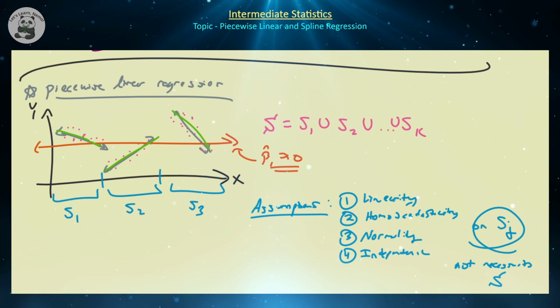So the linearity assumption doesn't really hold in this particular case for the general set S, and also the variances on these sets might be completely different on each subinterval. But if we have these four properties satisfied on multiple subintervals, then piecewise linear regression might be more appropriate than fitting a linear regression line on the entire set of data.